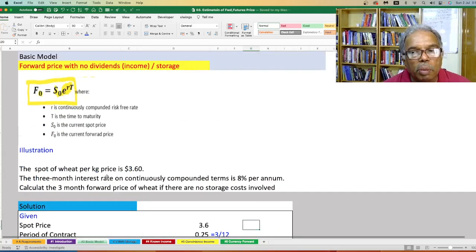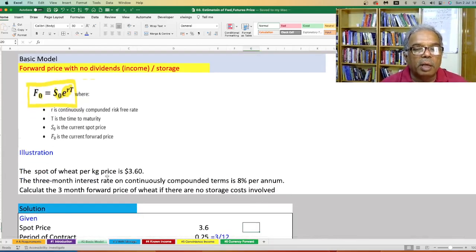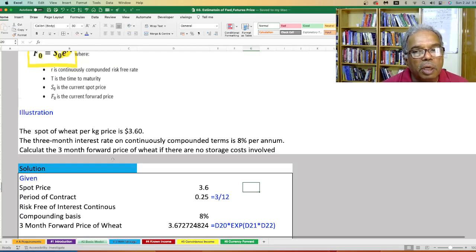Let's quickly go into the basic model of calculating a forward or futures price when there is no known income or dividend and there is no storage. Here we know only the current price or the spot price of the asset, the risk-free rate in continuous compounding, and the time to expiry. So we will calculate with an illustration.